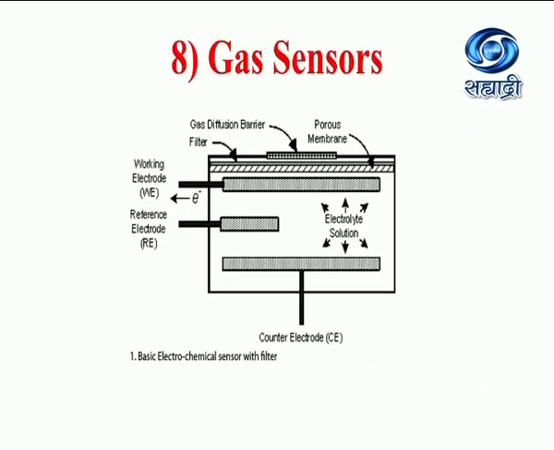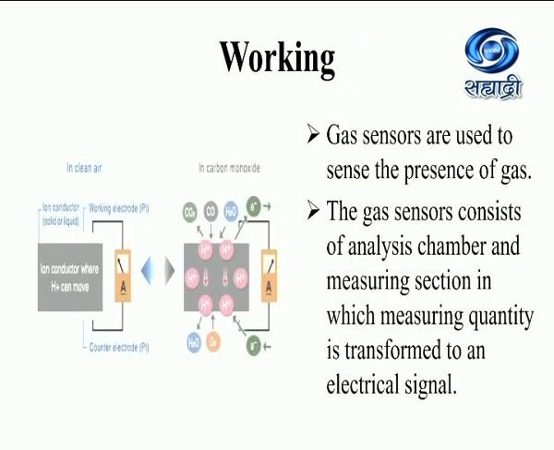Next transducer is the gas sensor. This is the internal diagram of a gas sensor, where these sensors are used to detect gas in the air. If you observe this picture, it is in clean air. So let's start with the working.